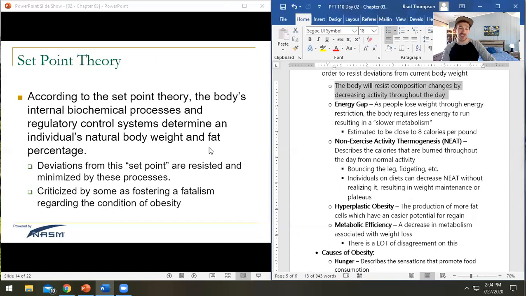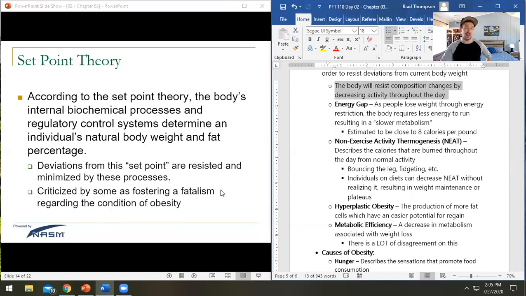Now, one of the ways that it does this is through what is called... and by the way, it's not that I don't believe the set point theory exists, but I love that there's this line here. It has been criticized by some people as fostering an idea of fatalism, right?